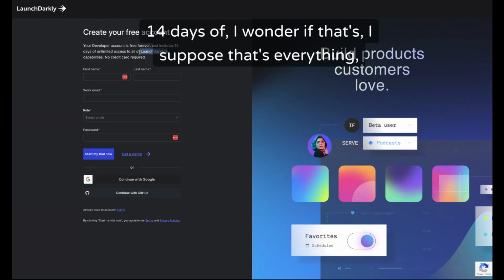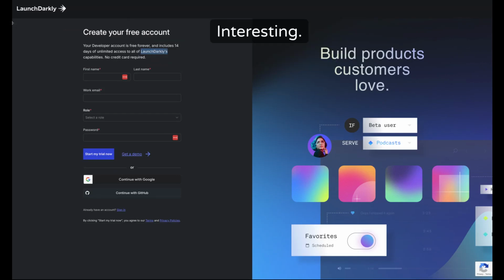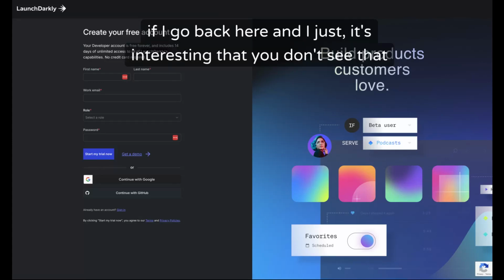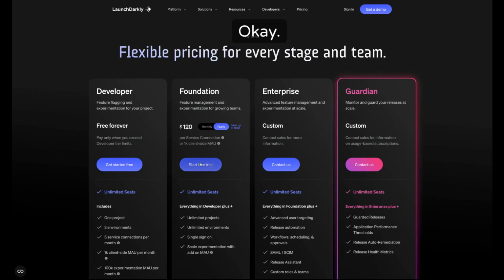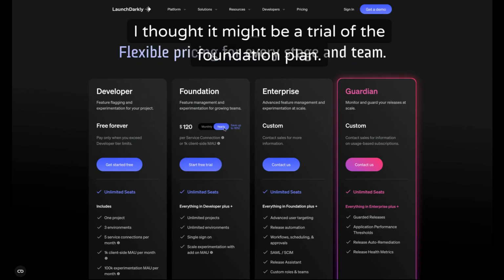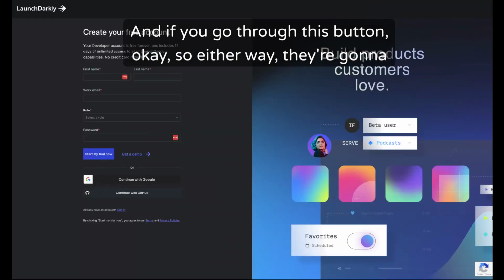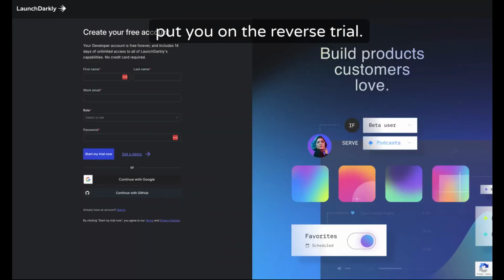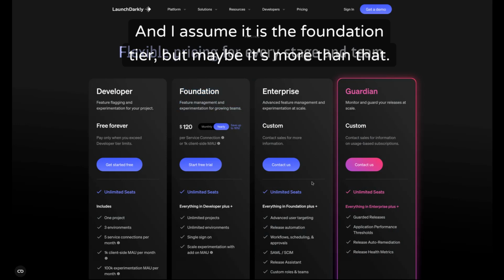I wonder if that's, I suppose that's everything, all the way to the Guardian plan or whatever. So there is a trial. Interesting. Let me try one thing. If I go back here, it's interesting that you don't see that. Oh, you see the start. Okay, that's kind of what I thought. I thought it might be a trial of the foundation plan. And if you go through this button, okay. So either way, they're going to put you on the reverse trial, and I assume it is the foundation tier, but maybe it's more than that.